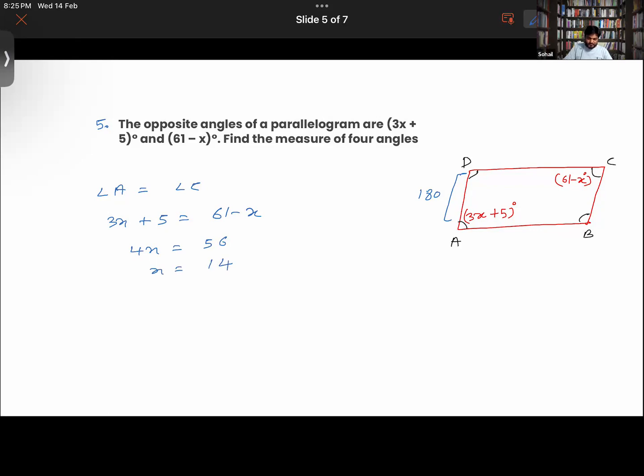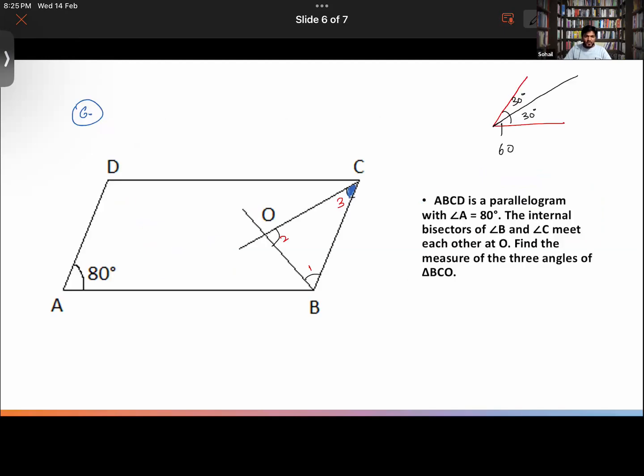Now you will be putting this x value in this one. That is 42 plus 5, 47. So this one is 47. This one is also 47 because they are opposite angles. Also 61 minus 14 is 47, and this one is 133 and 133. Very good. Okay, you guys tell me what values you have got for this question.